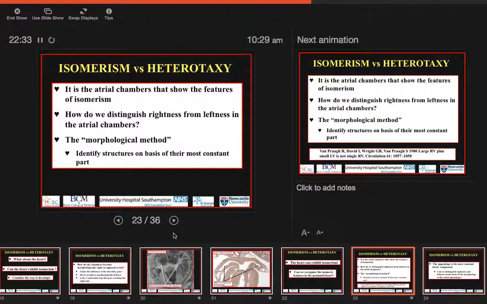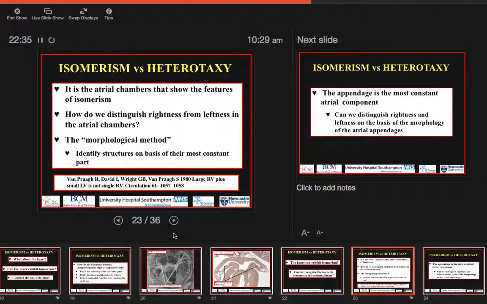And who was the person who identified the morphologic method? It was no more than Richard van Praagh himself. And he did that in criticism of one of our own papers, and he was 100% correct. And so, like a good student, I took absolute note of what Dr. van Praagh told me, and I've tried to do that ever since.